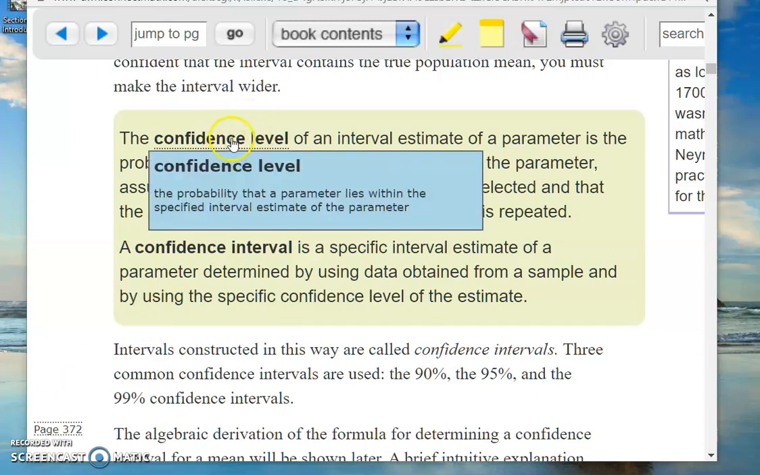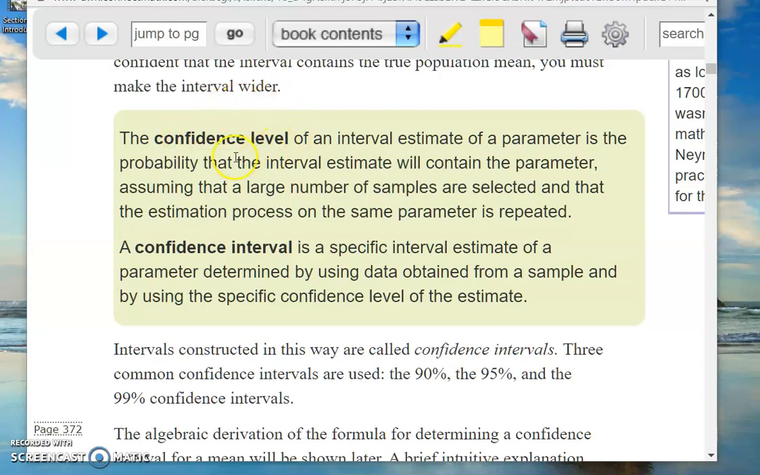So we have two concepts here. We have the confidence level. Confidence level is how certain are you? So you would say, well, I'm 95% confident. So that's my confidence level. I'm 95% confident that I have the correct confidence interval.